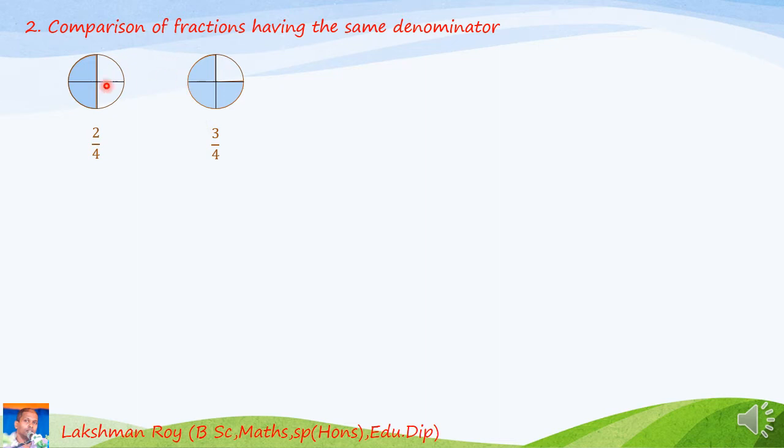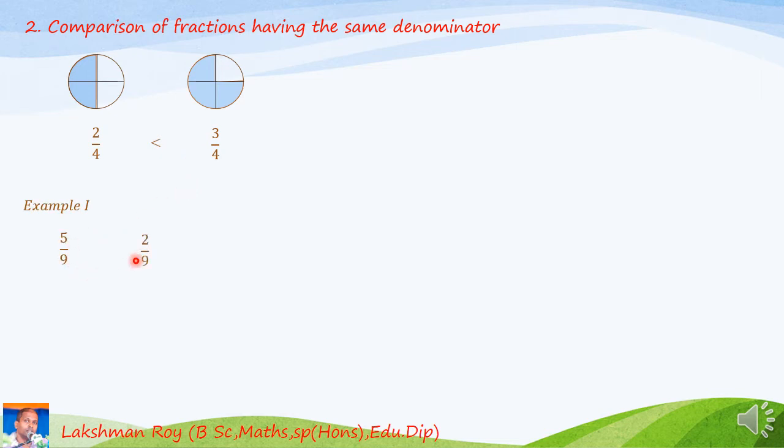How? In the pictures, which fraction is big? Which part is big? This colored part is big, right? So that means if the numerator is 2 and 3, the big numerator fraction is big. Denominator equal means compare using the numerator. So this fraction is big. You can put the inequality symbol in this way. So that is easy, right? Let's see another example.